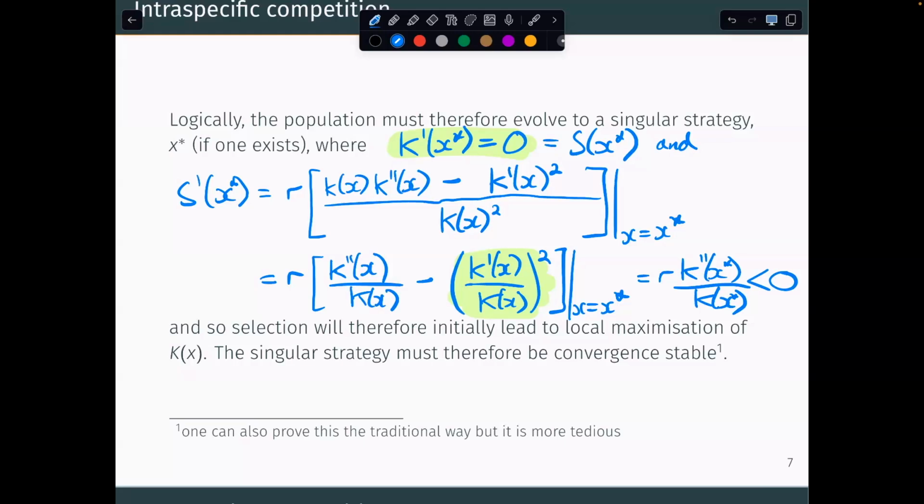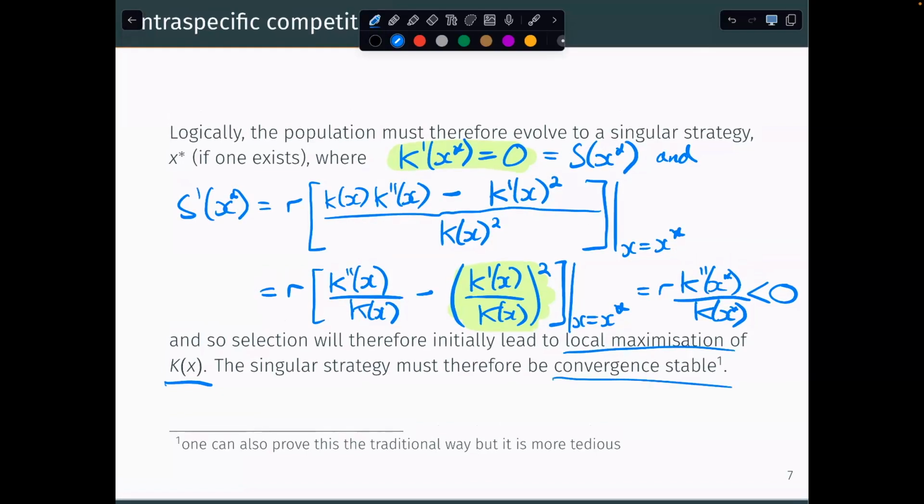And we know that the direction of our selection gradient has to have the same sign as the gradient of our carrying capacity. So if our selection gradient is climbing this peak until we get to the point where the carrying capacity has gradient 0, that's the same point at which our selection gradient is equal to 0. Therefore, this can't be a max and this a min, or vice versa. They have to both be a maximum because we're going in the direction of our selection gradient. So it initially leads to local maximization of K of X. Again, remember, the competition is having essentially no effect on things in terms of evolution. So logically, it has to be convergence stable. Like I said, we could have gone through the slightly more laborious process that we normally do, but you can also argue it intuitively this way in this particular case.